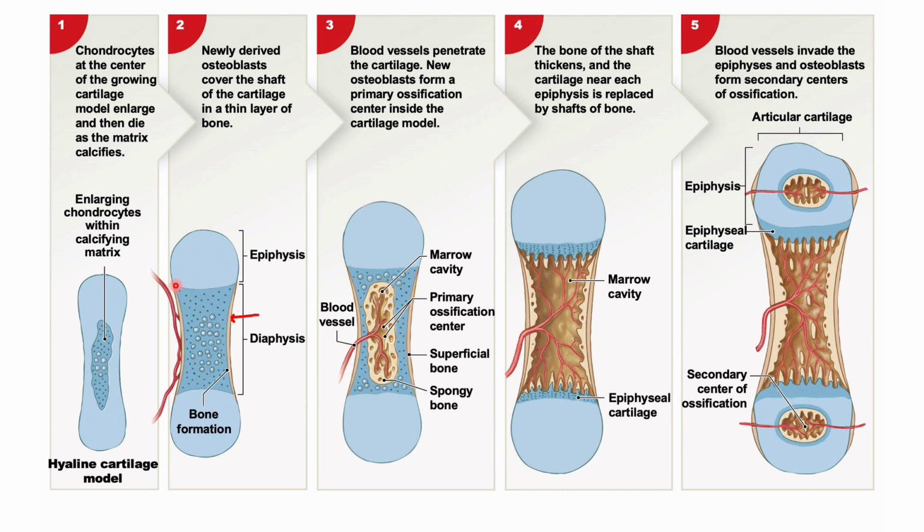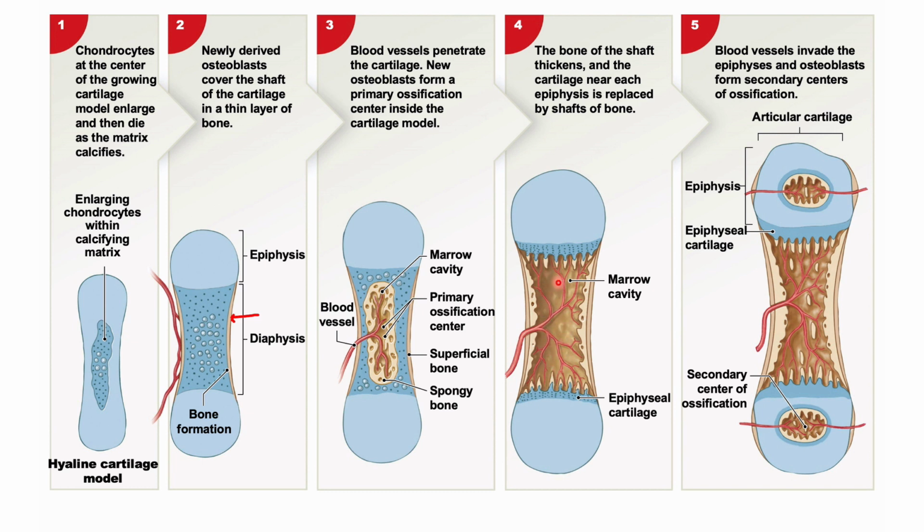3. Blood vessels invade the interior region of the cartilage, along with migrating fibroblasts that differentiate into osteoblasts. The new osteoblasts form spongy bone within the center of the shaft at a primary ossification center. Bone development proceeds toward either end, filling the diaphysis with spongy bone. 4. As the bone lengthens, osteoclasts break down some of the spongy bone and create a marrow cavity.